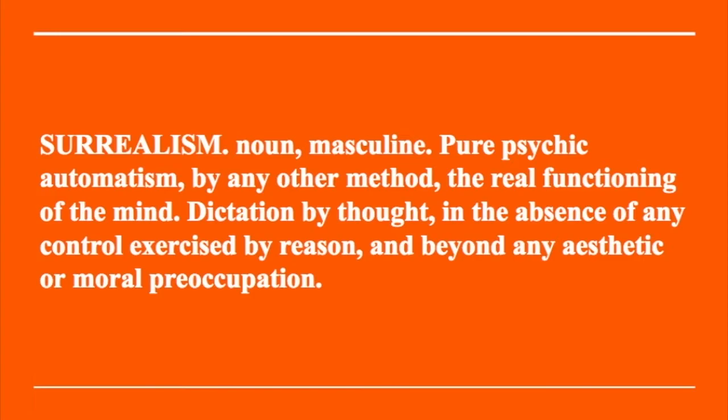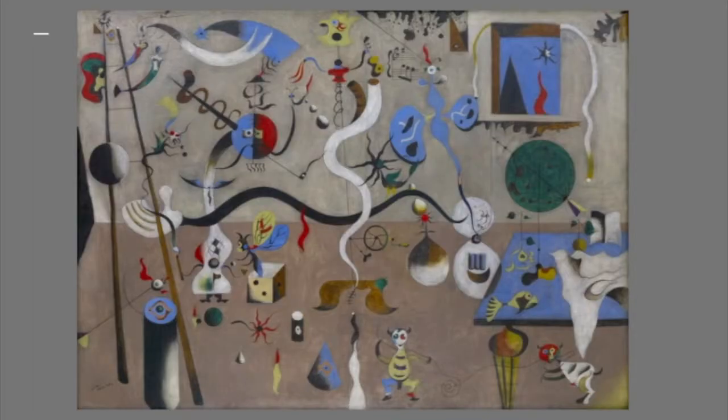Automatism led Miró to create abstract surrealist pieces such as The Harlequin's Carnival. The Harlequin's Carnival is one of the earliest examples of Miró's transition towards surrealism. This painting, however, still demonstrates stylistic elements from his earlier works such as Cubism.